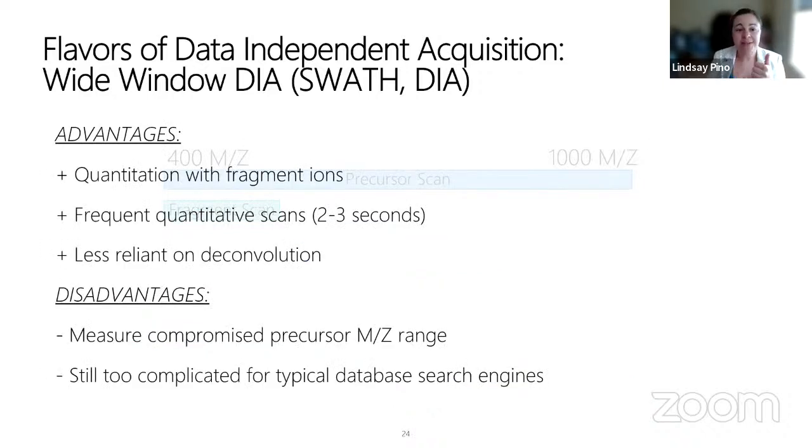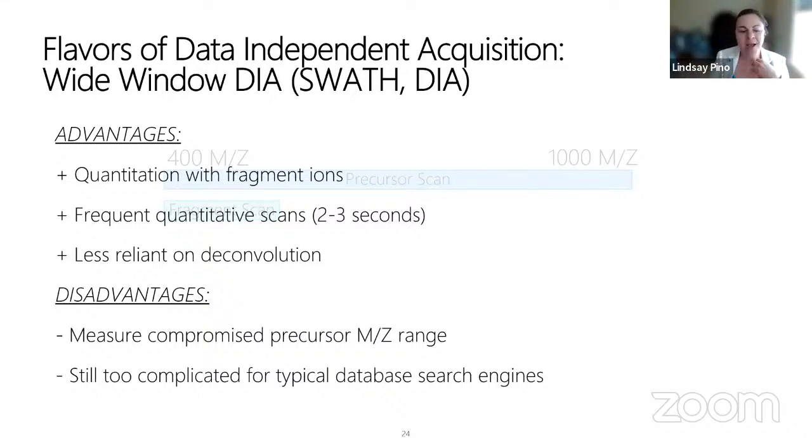So there's a lot of benefits. You still get that quantification with fragment ions. You get your frequent scans, so you get enough points across the peak, but you're not quite as reliant on deconvolution as with MSE, where you have super, super wide fragment ion scans.